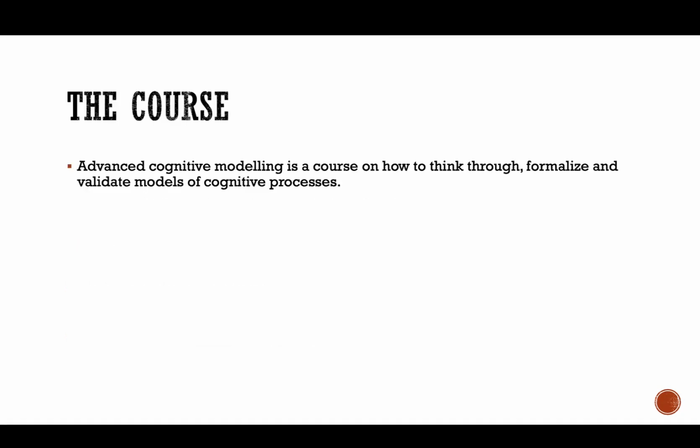Right. So the course is a course about how to think through, formalize, and validate models of cognitive processes. I should have said computational, but I said formalized, so that should be good enough. So you have some knowledge about cognitive processes, or at least you think you have some knowledge about cognitive science and how we think and the things that are underlying our behavior. What we're going to do throughout this course is go through several painful experiences of trying to formalize these ideas into something that can be run as a computer program.